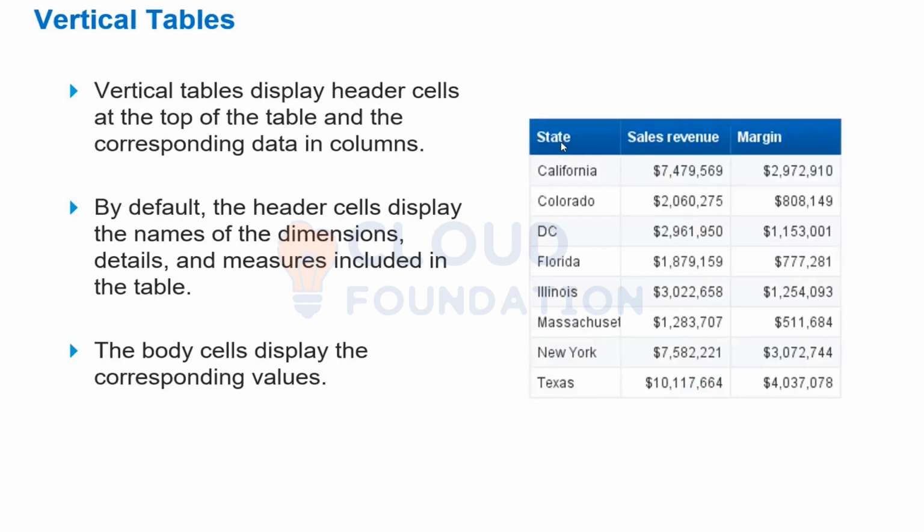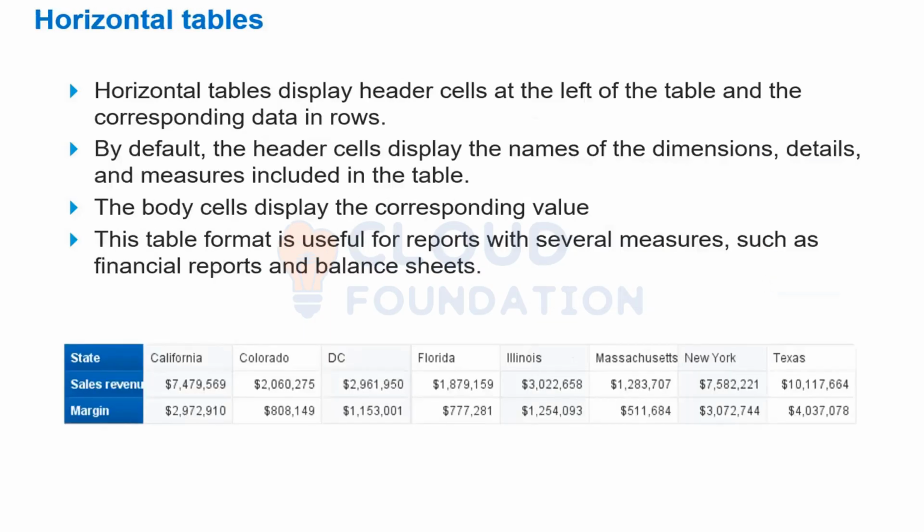Horizontal tables: in a vertical table the headers are represented at the top of the table, whereas in the horizontal table, header cells are at the left of the table and the corresponding data in rows. Whereas we have the data in columns, here the data is in the rows. That is called a horizontal table. By default, the header cells display the name of the dimensions, details and measures included in the table. The body cell displays the corresponding value. This table format is useful for reports with several measures such as financial reports and balance sheets.